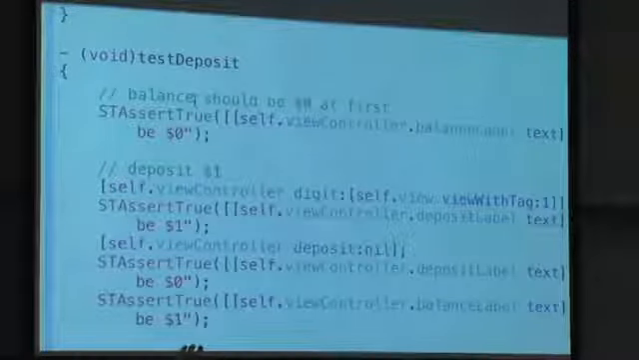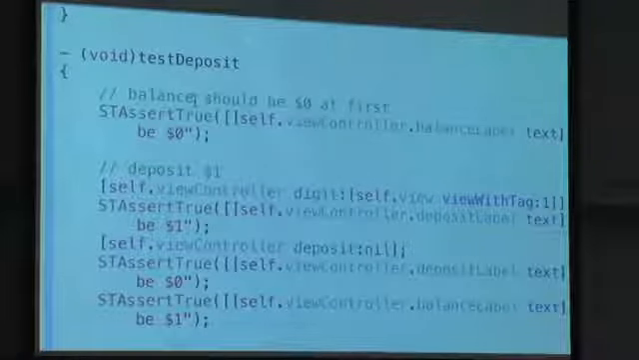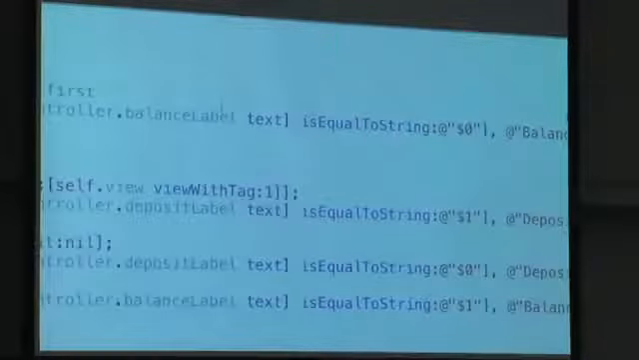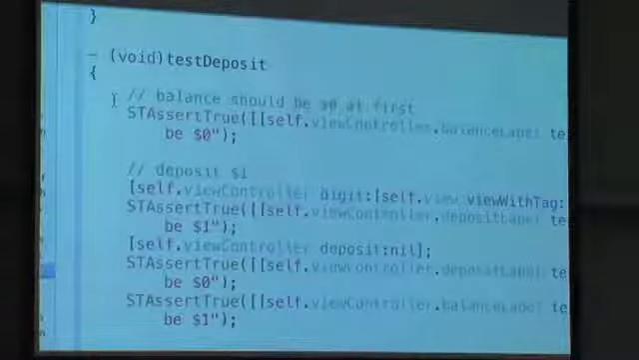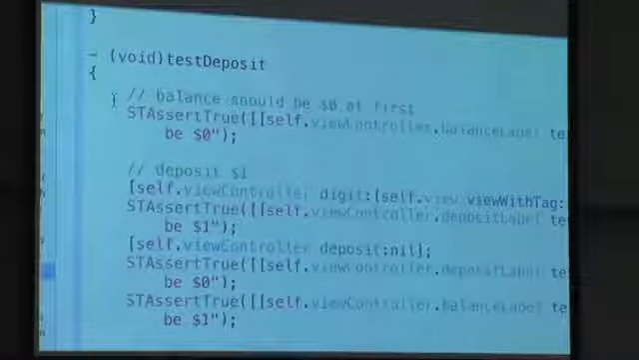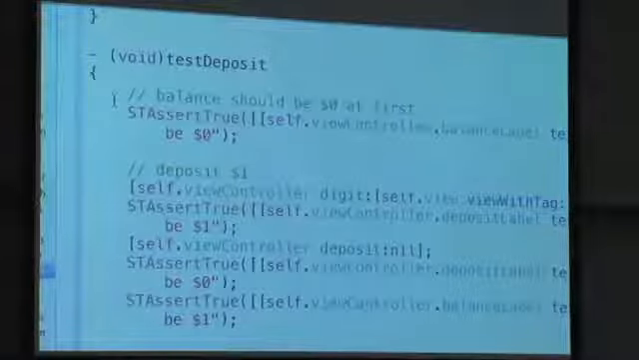I then try to assert that it is indeed true that the balance label's text is equal to the string, quote unquote, 0. And what's going to happen if this assertion fails? That's it. This method will terminate. I'll get a red message on the screen. My other tests might still run, but I need to fix this before I can proceed to test yet other things here. So now I pretend to deposit $1.